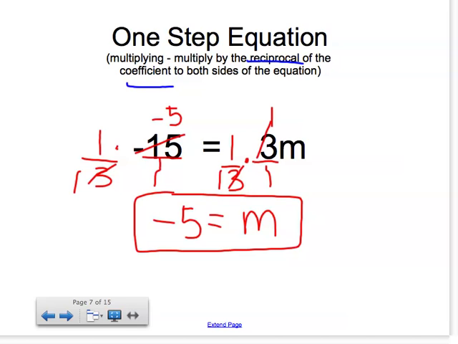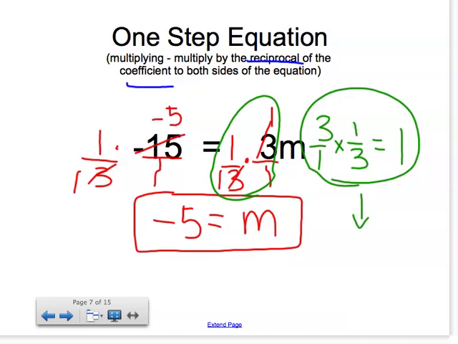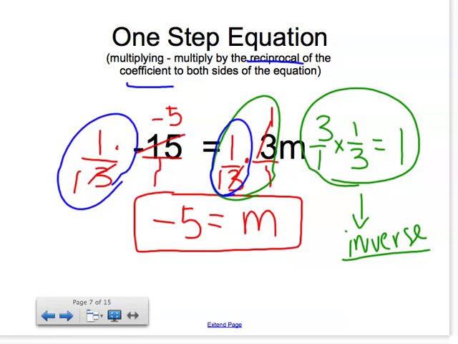I'm going to point out the properties again. This property right here, we had 3 over 1 times 1 over 3, and that's equal to 1. This whole thing is called the inverse property of multiplication, meaning a number times its reciprocal is equal to 1. And then notice again we had another equality property where we multiplied by the same thing to both sides of the equation in order to keep things equal.